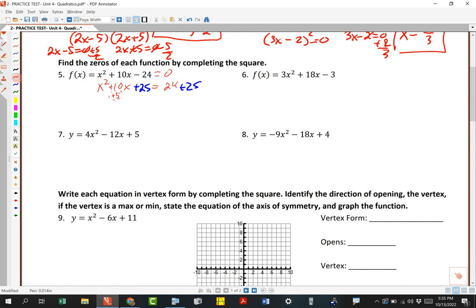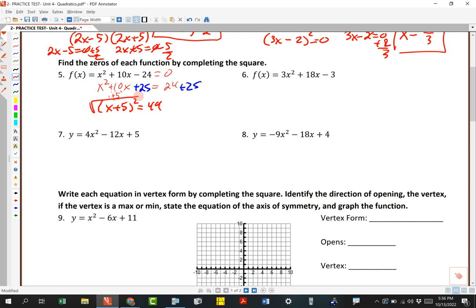Now, the reason I put that in different colors is because I physically changed this. The x squared, the 10x, and the 24, those were all in the problem to begin with. Again, this changed sign because I moved it to the other side of the equation. But the 25 on both sides, I added those on both sides. So here's what I get. I get x plus 5 quantity squared. And over on this side, I get 24 plus 25, that's going to be 49.